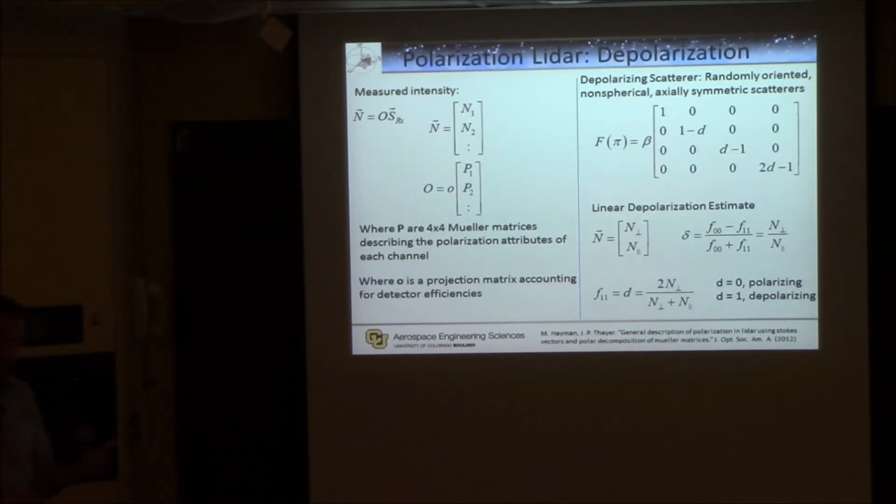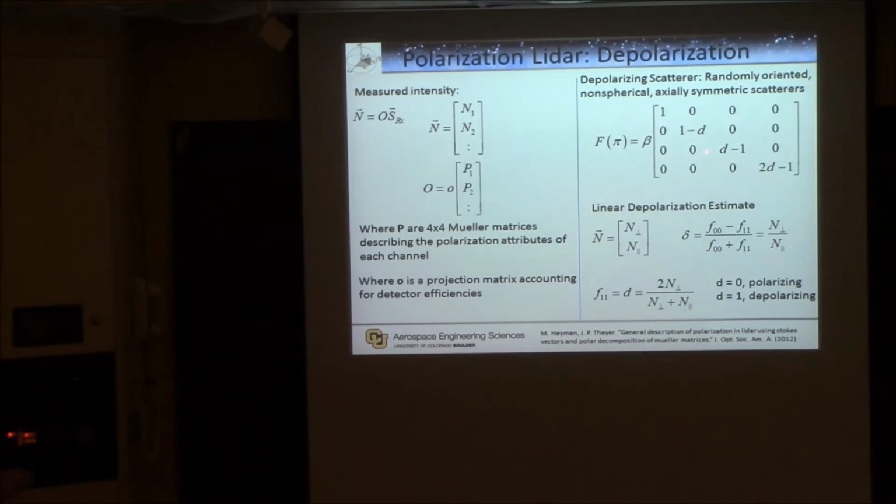And so if you have a scatterer in the atmosphere, if it's a randomly oriented, non-spherical, axially symmetric scatterer, which many of the particles in the atmosphere are, then they can be represented as a depolarizing scattering matrix, which is only dependent on one parameter besides the intensity parameter of the backscatter volume coefficient. And that's the linear depolarization value, D.